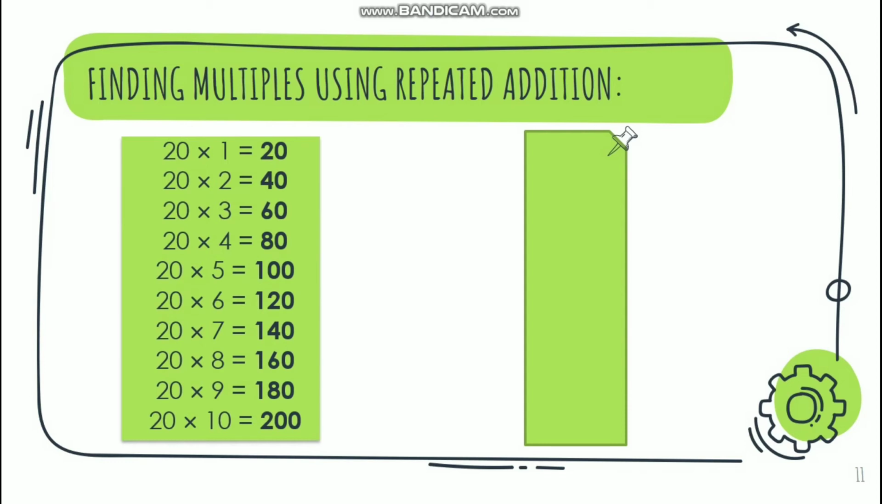But how can we do it using repeated addition? Okay, we are just going to repeatedly add 20 to the number. Okay, so as you can see here, the red numbers are the multiples of 20. You are just going to add 20 repeatedly. Okay, so that is how we use it. So you can just pick the easier option for you.